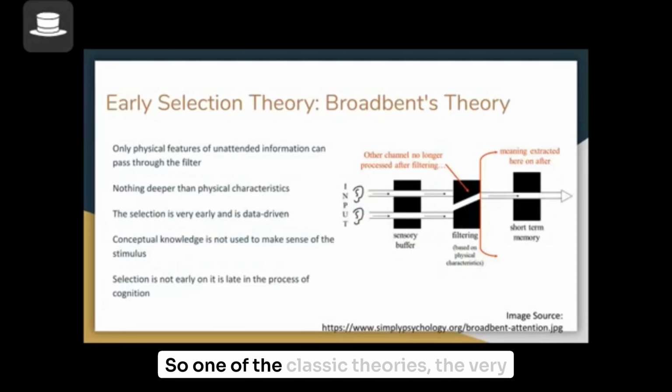So one of the classic theories, the very first theory you can see on selective theories of attention, was Broadbent's theory of attention. His idea was that information goes through a filter, right? Anything that passes through the filter is what is attended to, and everything that's left on the other side of the filter is unattended.